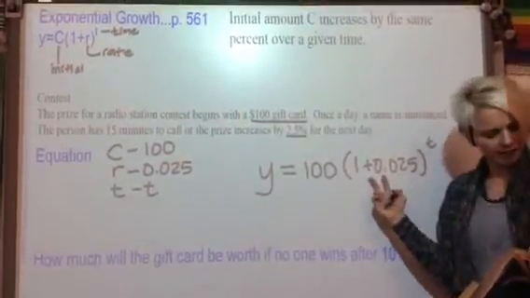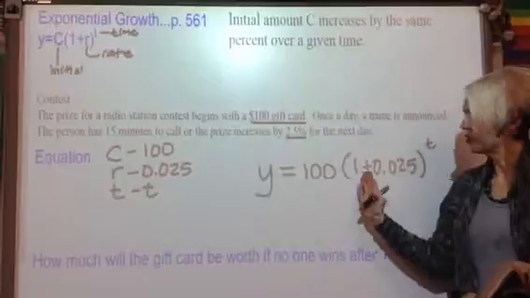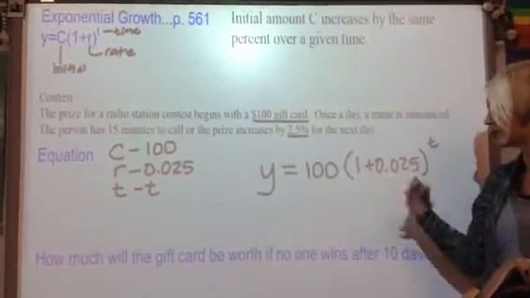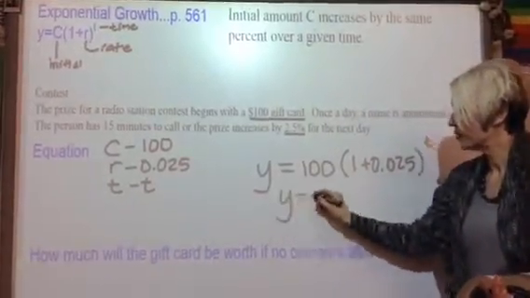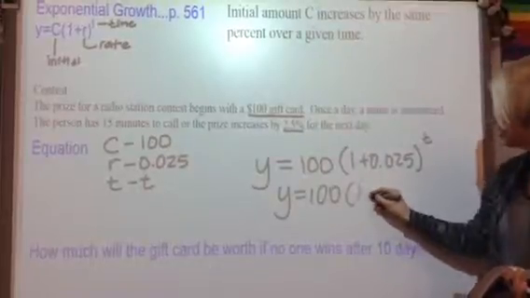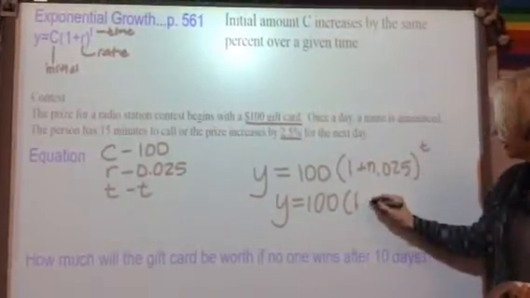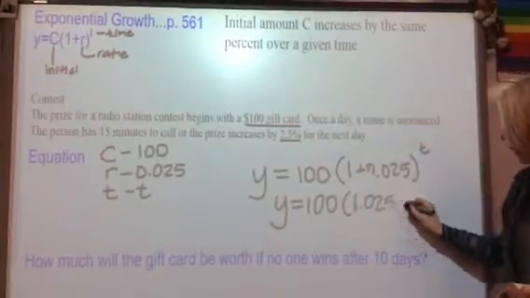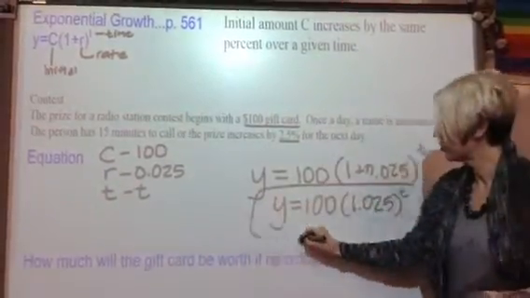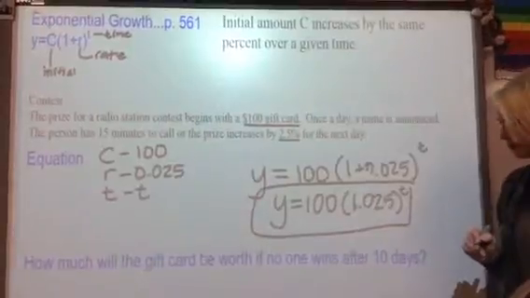Now we can combine this, and I would recommend that you do combine just so it's a little more simplified. So the best equation would look like this. 1 plus 0.025 is 1.025. So this is what you would write for your equation.